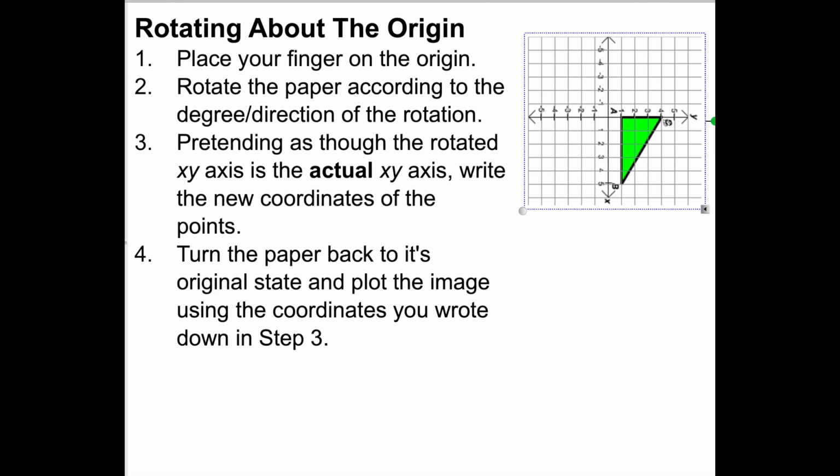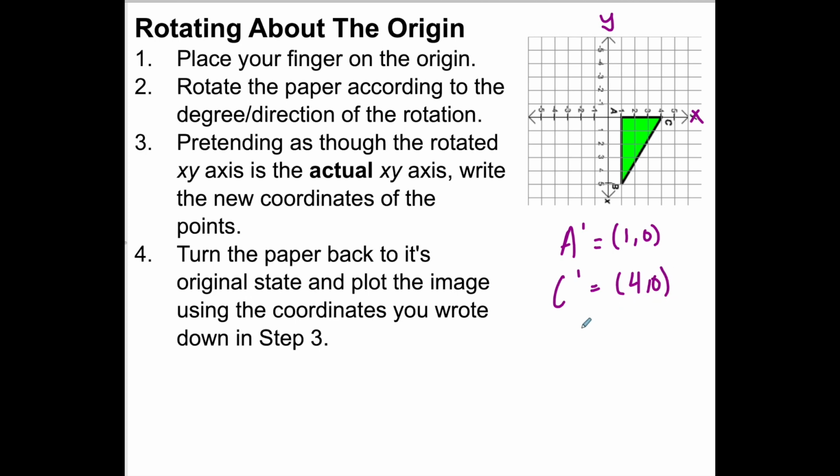So what happens when you move it is you pretend as though the rotated xy-axis is the actual xy-axis, and you write the coordinates of the new point. Pretend these numbers weren't here, and this was y, and this was x. Forget the numbers. Where does it look like A went? It looks like A went to 1, 0. Imagine these numbers weren't even there. A looks like it's at 1, 0. C looks like it's at 4, 0. And B looks like it's at 1, -5.